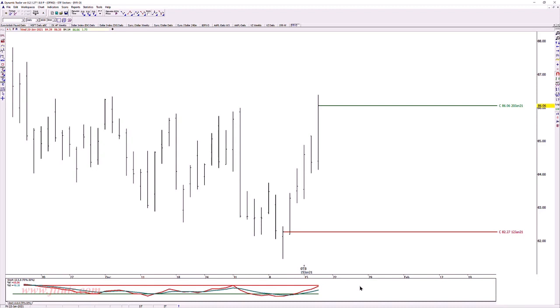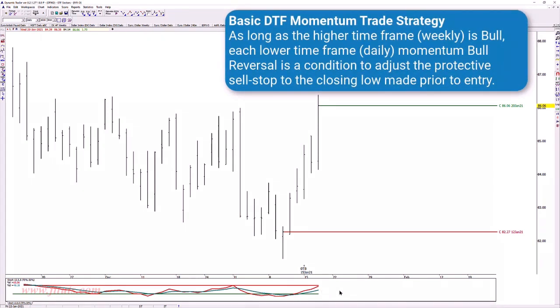What would be our trade strategy just based on dual time frame momentum as the days go on? Well, a couple of things. Number one is that at any time, while the weekly momentum is bullish and not overbought, any time that the daily momentum made a bull reversal, that would be a setup to add to the long position, and of course then, when it makes a bull reversal, to adjust the stop. So let's add some data on here and see what we got.